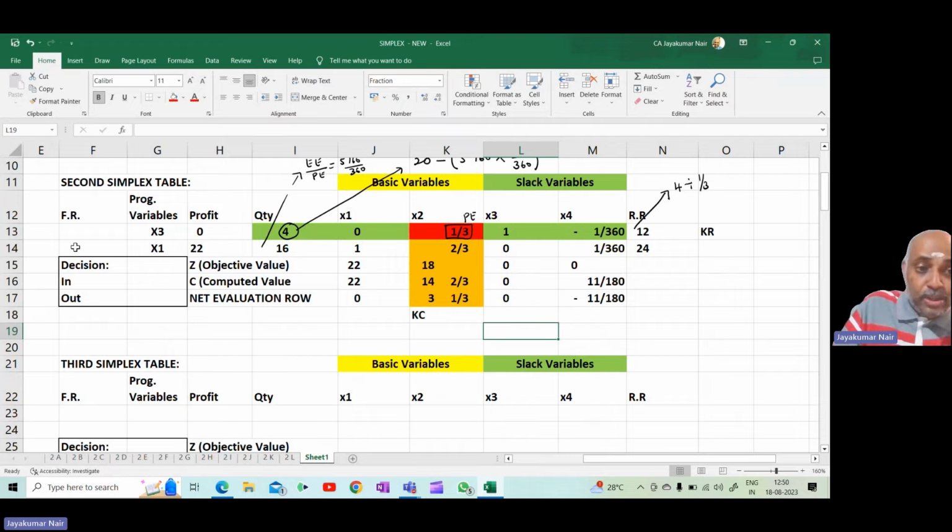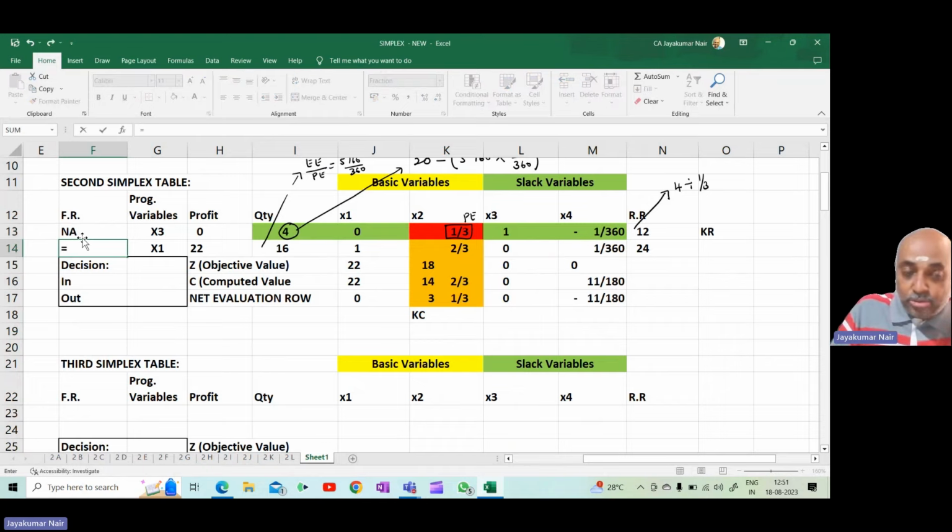As I told you, for the key row, the fixed ratio is not applicable. Whereas for the non-key row, it is the key column element divided by the pivot element, which is 1 over 3. I repeat, 2 over 3 divided by 1 over 3, you get the fixed ratio as 2.